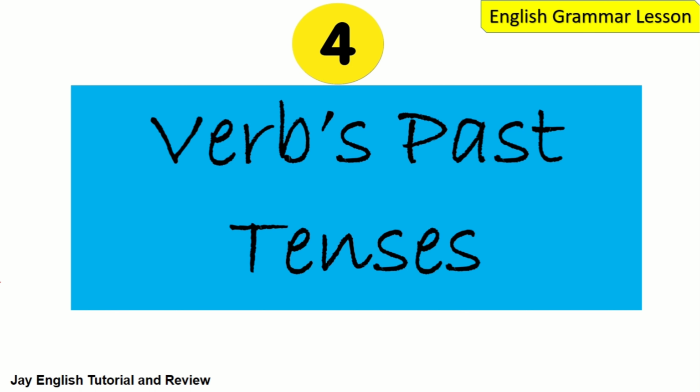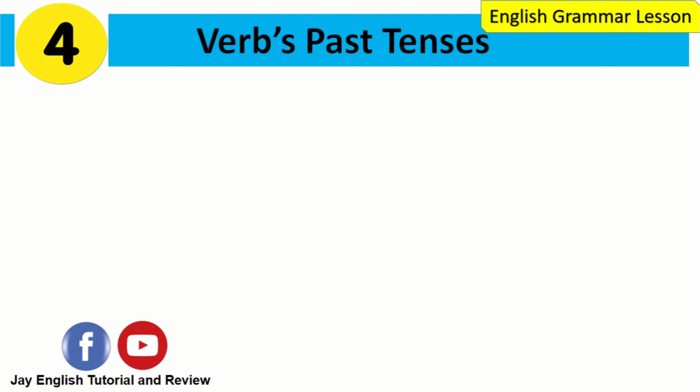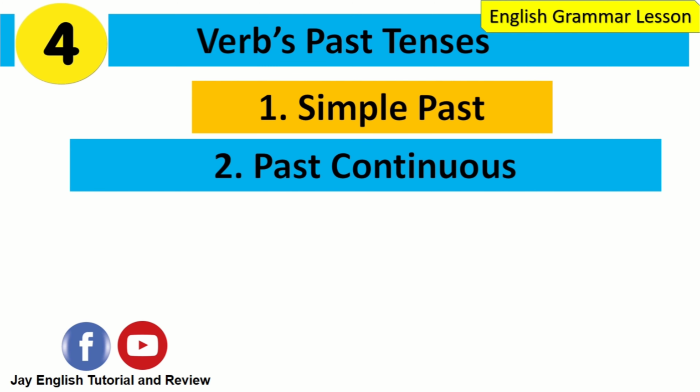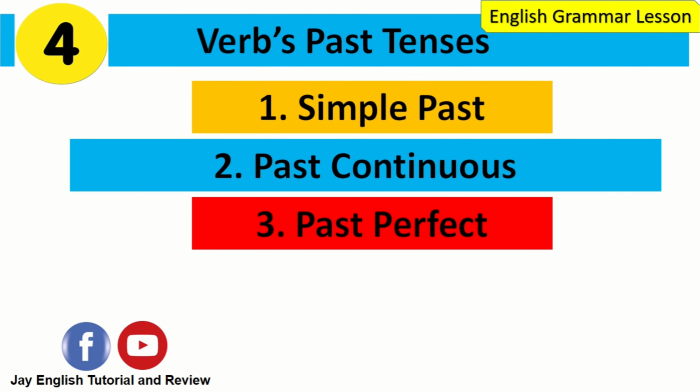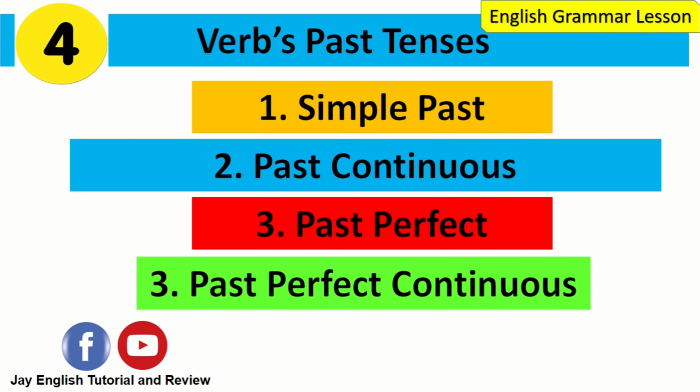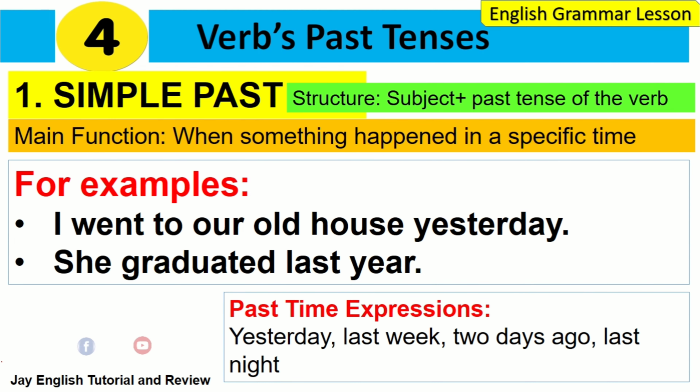Today, I'm going to teach you the 4 verb past tenses. And these are the simple past, past continuous, past perfect, and past perfect continuous. Let's begin with the simple past.